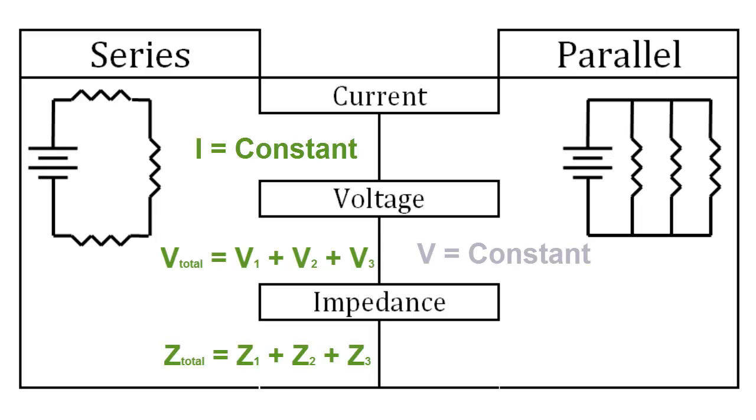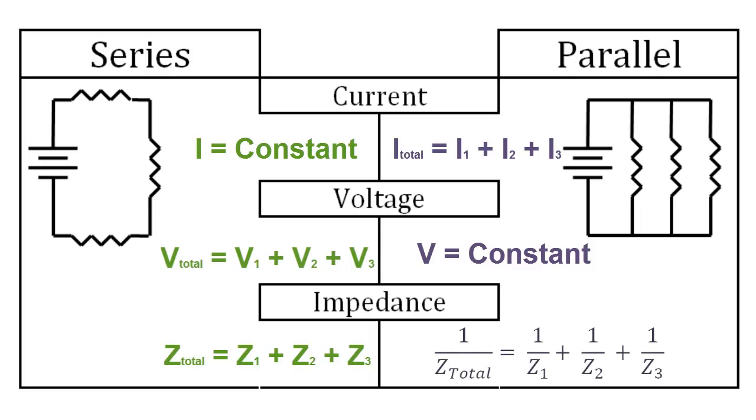In a parallel circuit, the voltage is constant across each branch. To find the total current in a circuit, you must add up the currents flowing through each branch. The total impedance of a circuit is found using the formula 1 over total impedance equals 1 over the impedance of the first load plus 1 over the impedance of the second load plus 1 over the impedance of the third load, and so on. As you connect more loads to a parallel circuit, you increase the number of available paths and the overall resistance decreases.